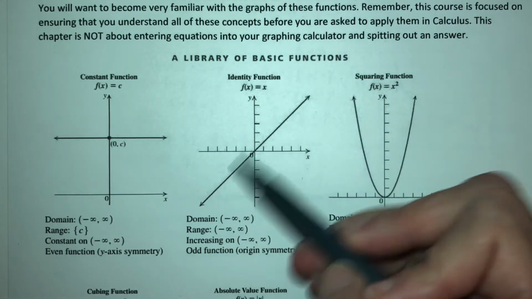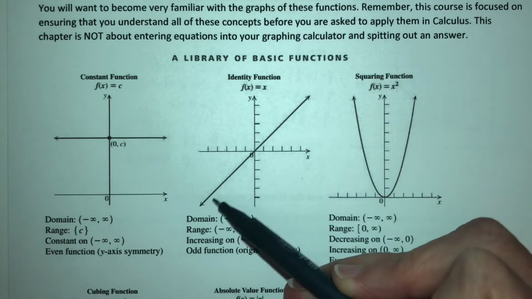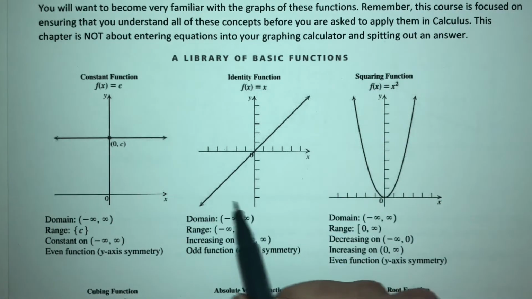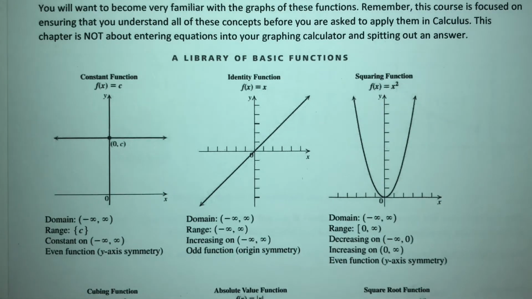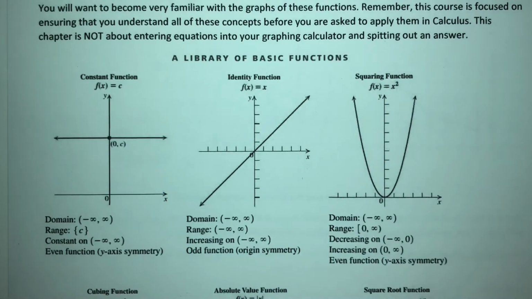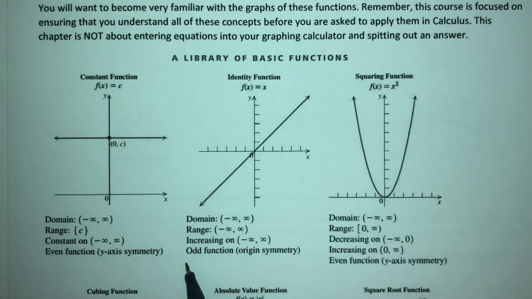Here we have the identity function, which we've also talked about earlier. It exists everywhere on x. It exists everywhere on y. So that's why our domain and range are all real numbers. This goes up everywhere, so it is increasing everywhere. And it is symmetric about the origin, so it is an odd function.